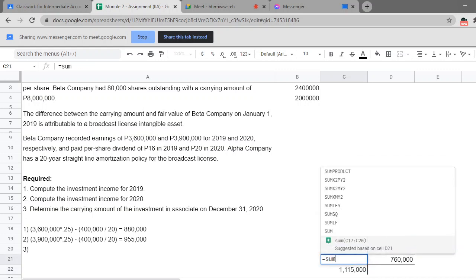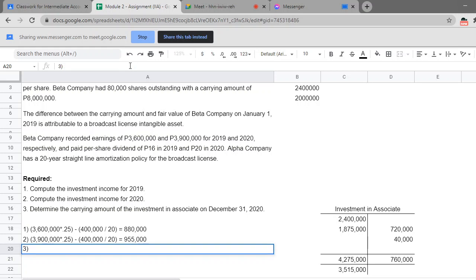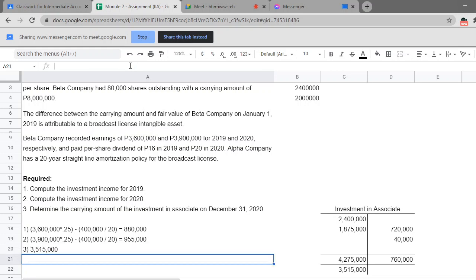Ay, mali ang pagkasum. Sorry. Ayan. So, answer is 3,515,000. Your cost, acquisition cost, share in profits, your dividends, and your amortization. So, answer for number 3 is 3,515,000. Okay?